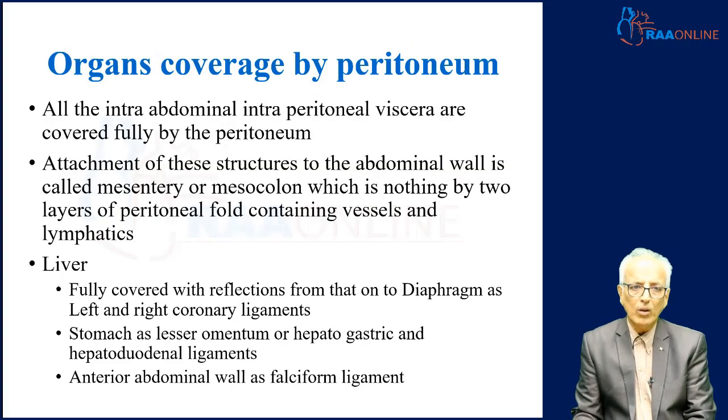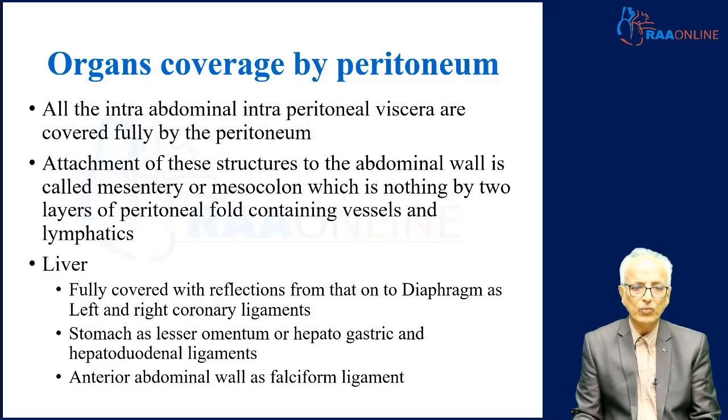As we said, all the intra-abdominal, intraperitoneal viscera are fully covered by peritoneum. Attachment of these structures to the abdominal wall is called mesentery or mesocolon depending on which bowel you are talking about. These are nothing but two layers of peritoneal fold containing the blood vessels and lymphatics. We'll take one after another, quickly go through the peritoneal covering of all the intra-abdominal viscera.